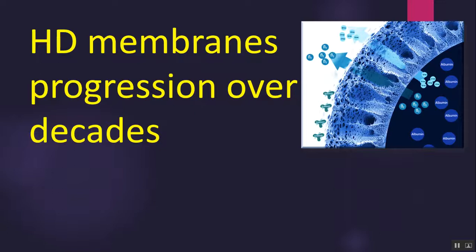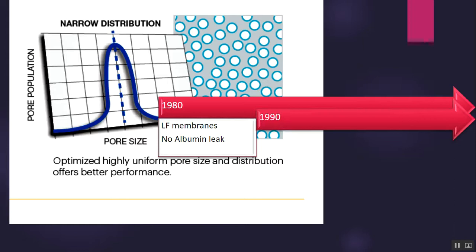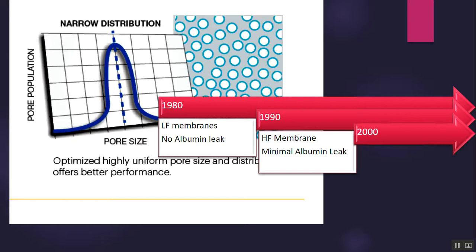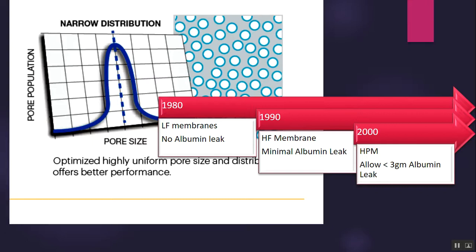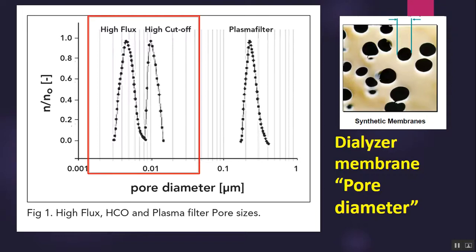Hemodialysis membrane progression over decades. We find that since 1980 there was low flux, some high flux in the 90s, high flux membranes with some albumin leak. Nowadays there are high performance membranes and the medium cut-off membrane allowing for removal of some albumin. The pore diameter differs between low flux and high flux, and between high flux and high cut-off, and between the two is the medium cut-off membranes.